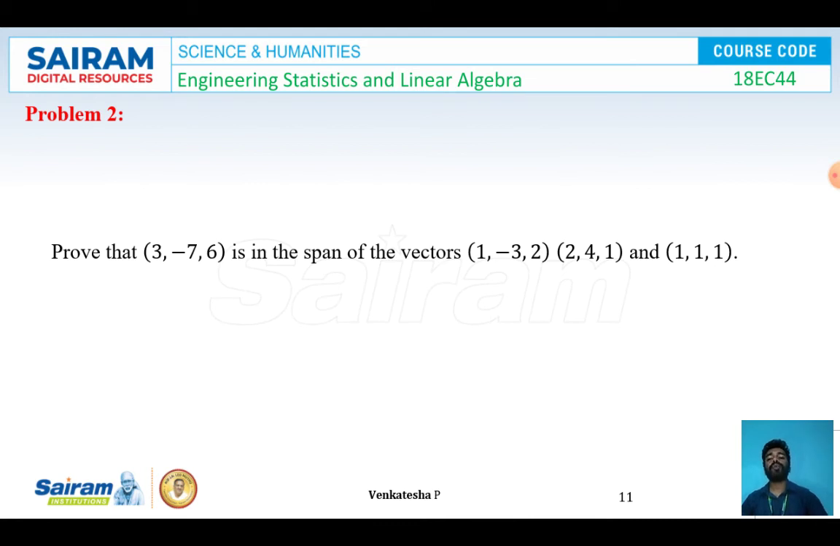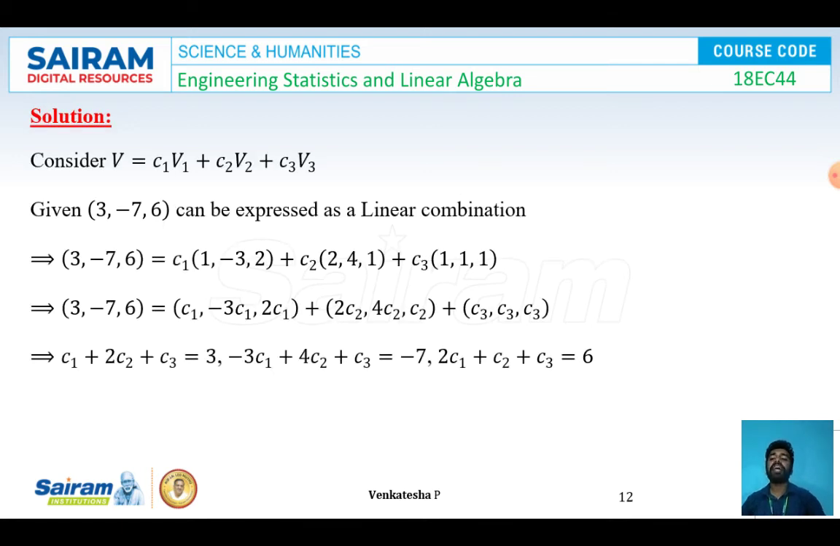Problem number 2. Prove that (3, minus 7, 6) is in the span of the vectors (1, minus 3, 2), (2, 4, 1) and (1, 1, 1). So in this problem, I'll be taking V is equal to (3, minus 7, 6), V1 is equal to (1, minus 3, 2), V2 is equal to (2, 4, 1) and V3 is equal to (1, 1, 1). So first take the linear combination equation: V is equal to C1 V1 plus C2 V2 plus C3 V3.